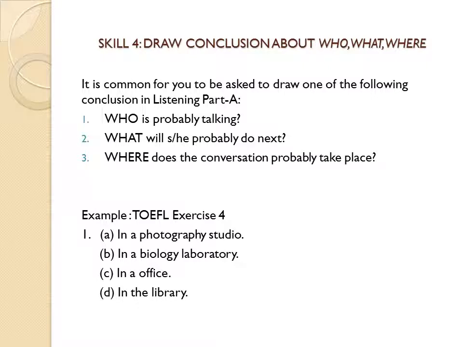Next, we continue to the fourth skill. Skill 4. Draw conclusions about who, what, where. It is common for you to be asked to draw one of the following conclusions in listening part A. Who is probably talking? What will she or he probably do next? Where does the conversation probably take place? For example, TOEFL exercise 4.